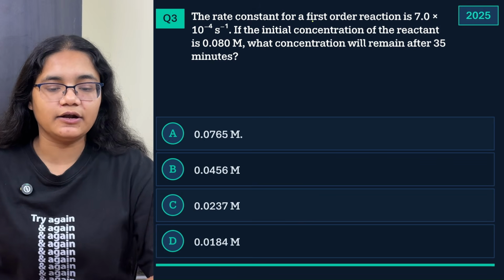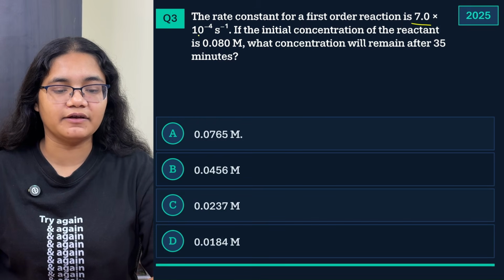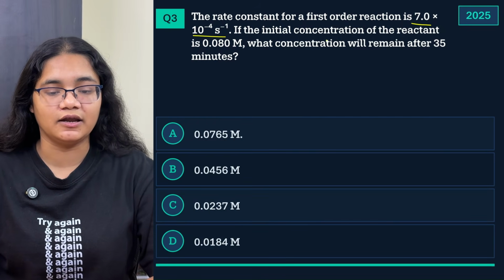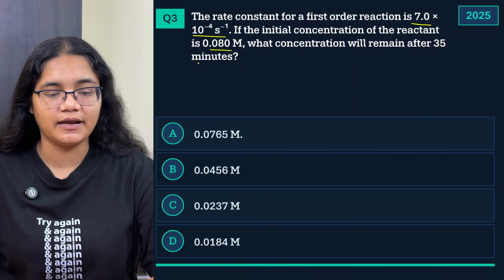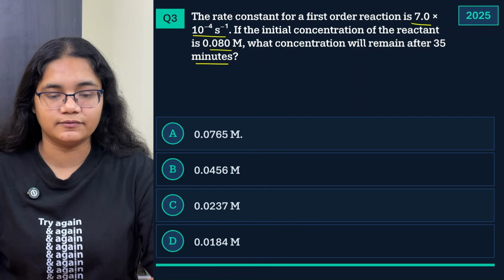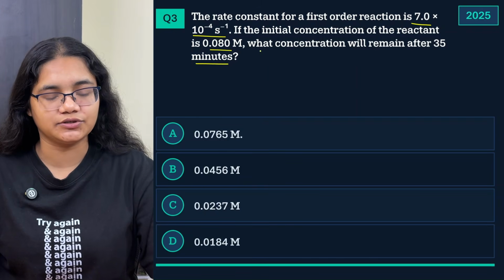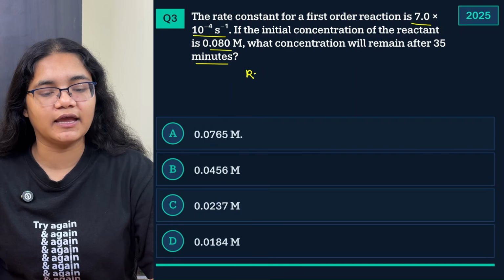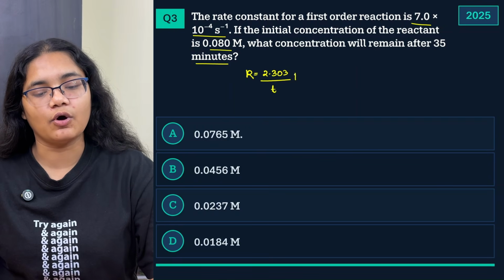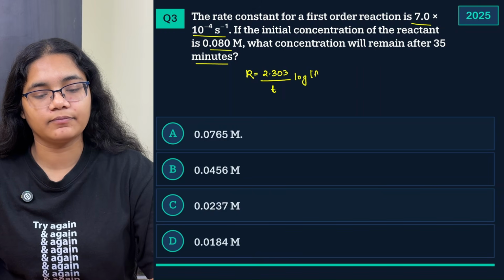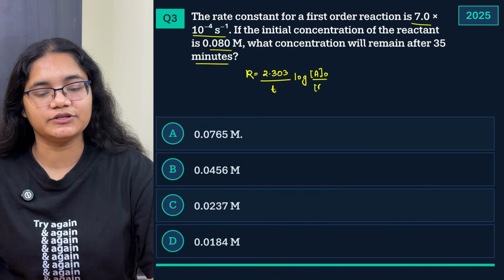The question is, the rate constant for a first order reaction is 7 into 10 to the power of -4 second inverse. If the initial concentration of the reactant is 0.08, the concentration that will remain after 35 minutes is. Okay, so this is a very simple direct question on the rate law equation. So we have K equal to 2.303 by t log of A naught by A. Right, this is the equation.